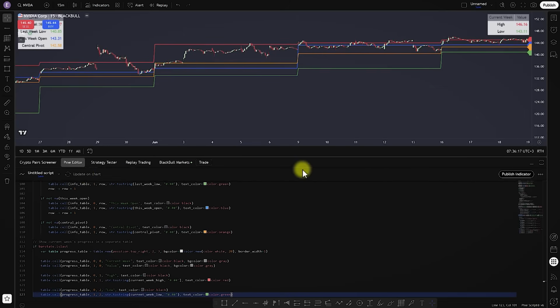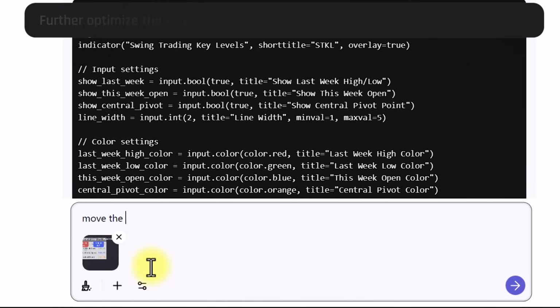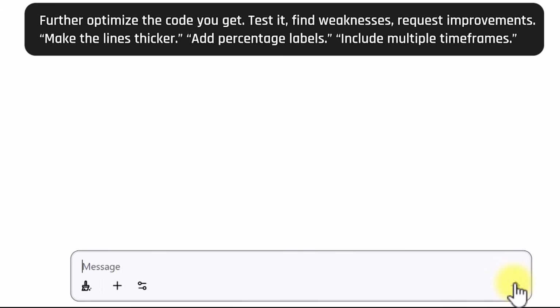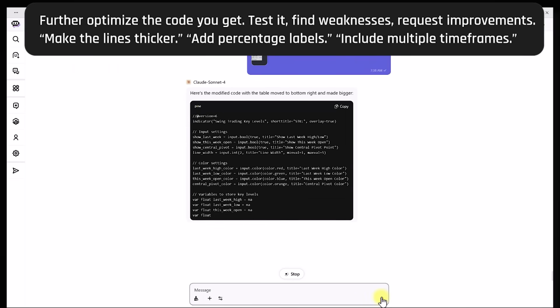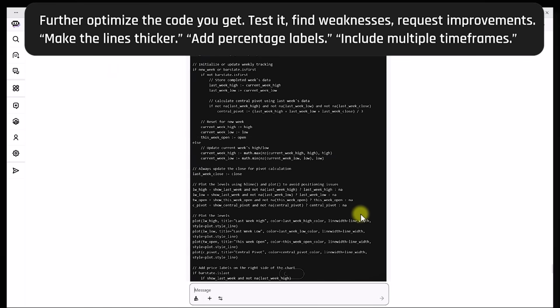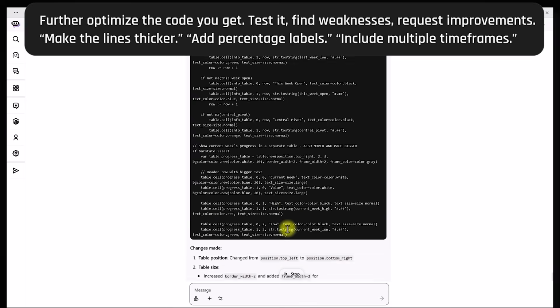But don't stop here. Don't take the first version and assume it's perfect. Test it, refine it, and further optimize it. Your first prompt might produce basic code. That's fine. Test it, find weaknesses, request improvements. Make the lines thicker, add percentage labels, include multiple timeframes.